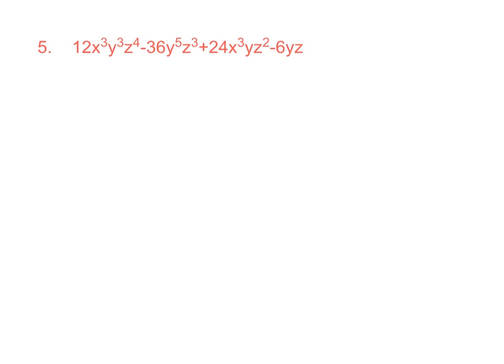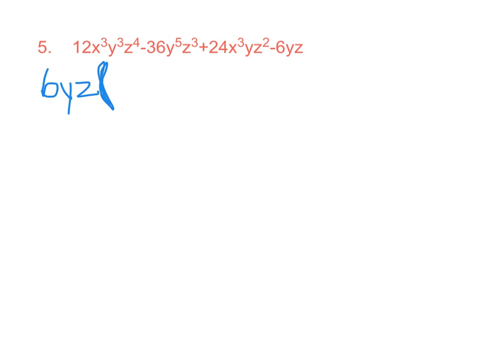Last question for your homework. So for this one, they want you to factor. And I look through the 12, the 36, the 24, and the -6, and I see that we have a common factor, I should say, of 6. So I'm going to take out a 6. I also see that all 4 of those terms have a y, and I see that they also have a z. Now just be very careful when you're doing the rest of this.